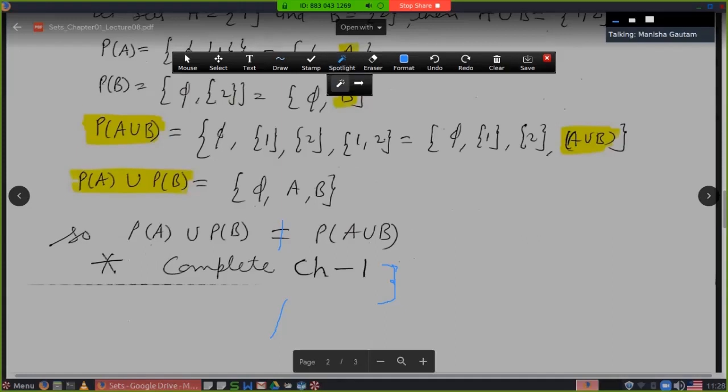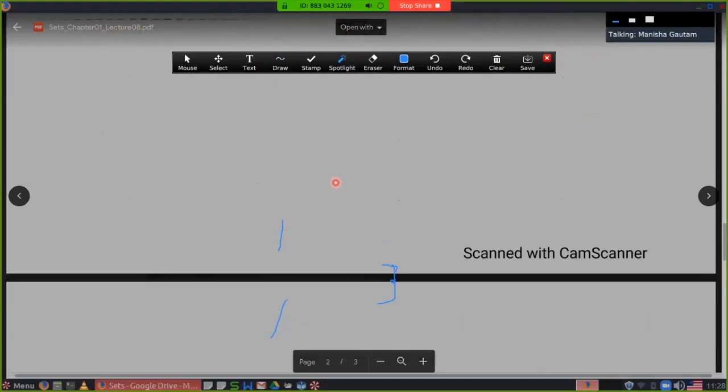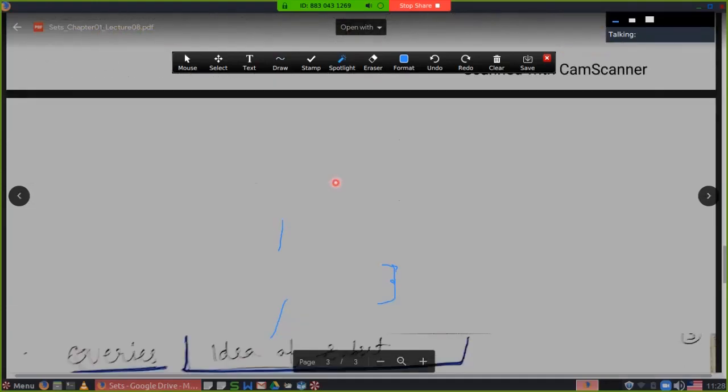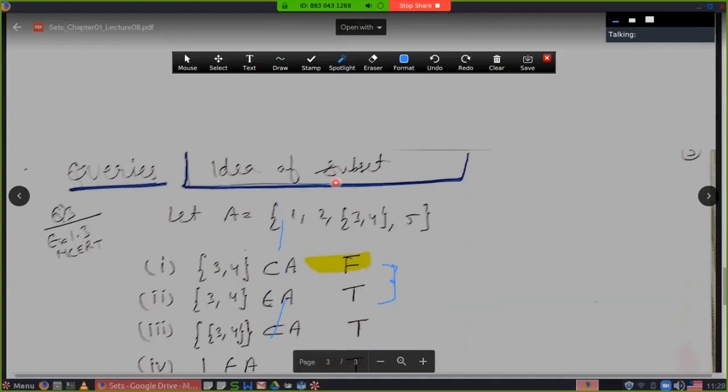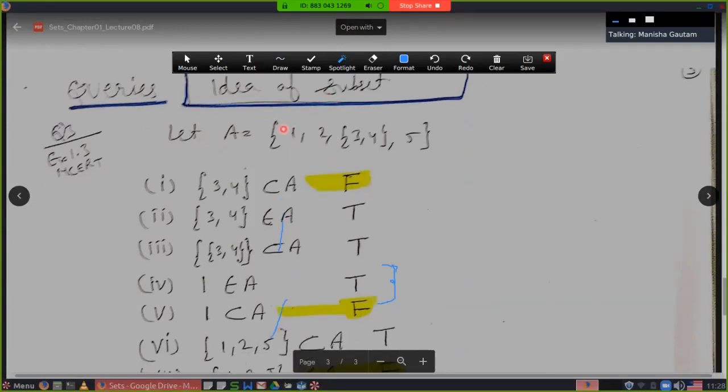Now come to the next. Here are a few concepts regarding subsets. The idea of subset I want to repeat again because I have a query regarding this. Now I have to check whether you know what subsets are or not. You have to go up to exercise 1.2 and do question three. Start to do this. Open the book.